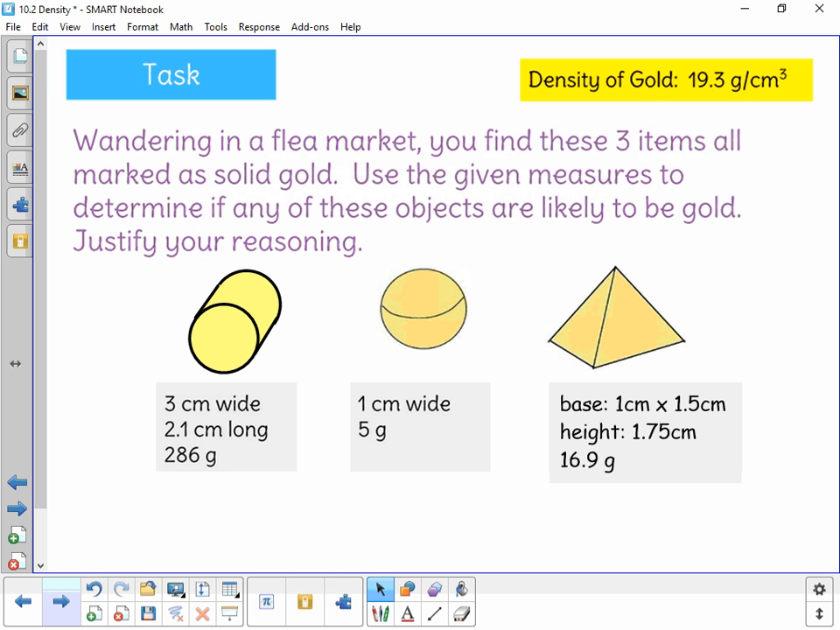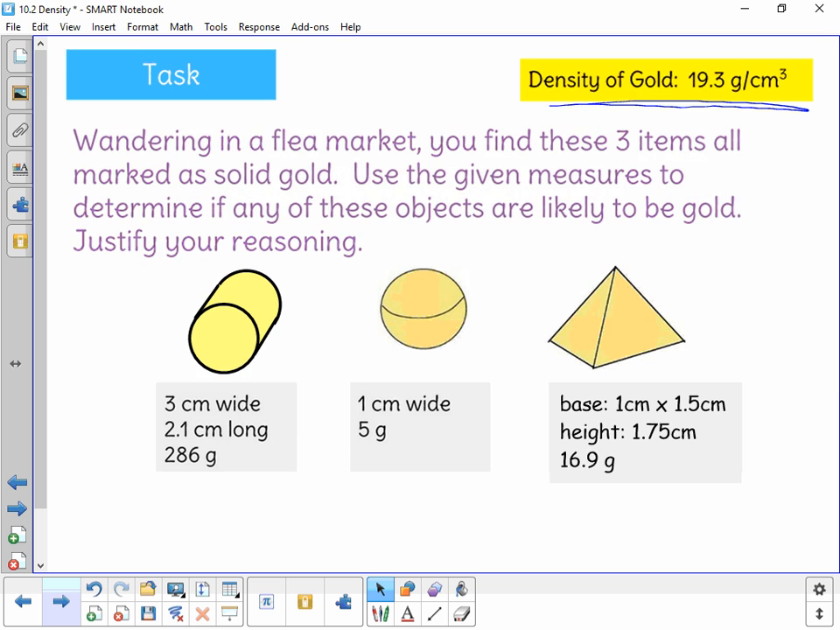Okay, in class I had the students work on this, but I'll work through these ones in the video. So we were wandering in a flea market and we found these 3 items all marked as solid gold. We're going to use the measurements that are given. We have some measurements and we have the mass. And we're going to try to determine which of these objects are likely to be made of gold. Now we know, you can see at the top here, that gold has a density of 19.3 grams per centimeter cubed. So if these objects are made of gold, they're going to have that density.